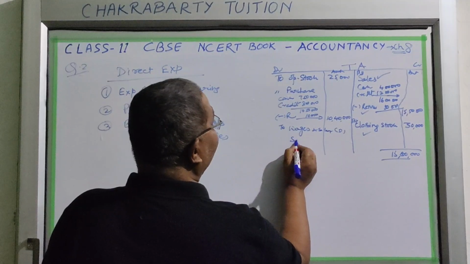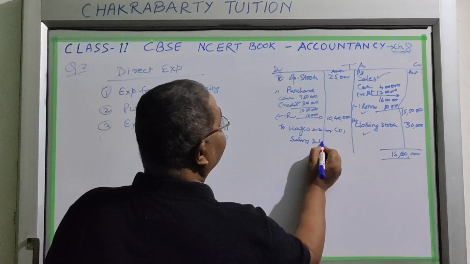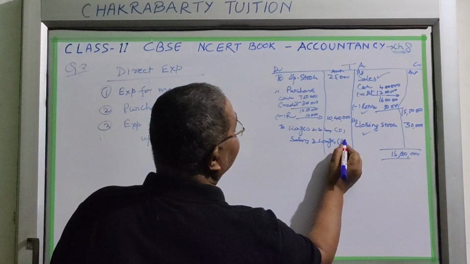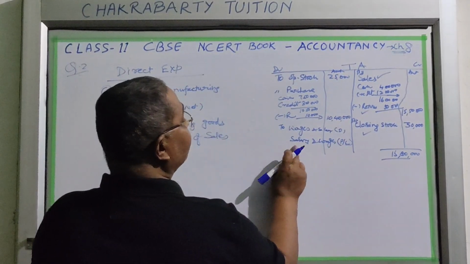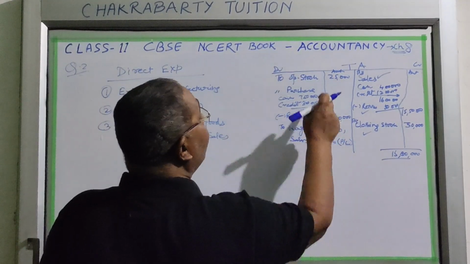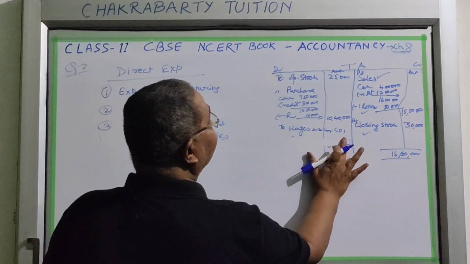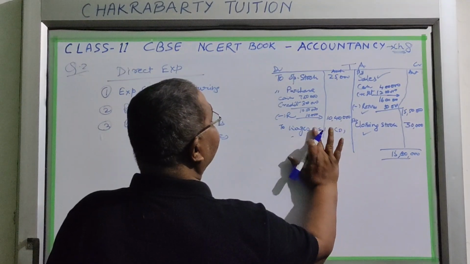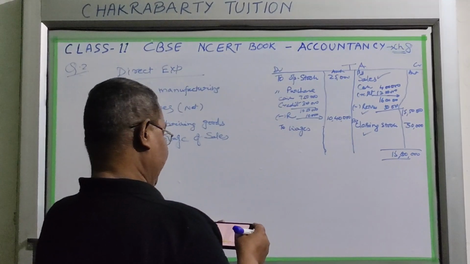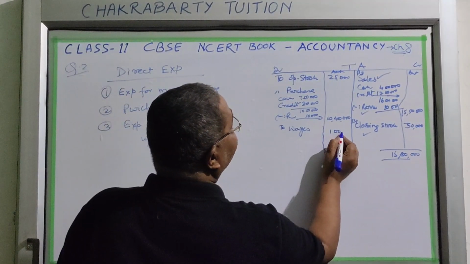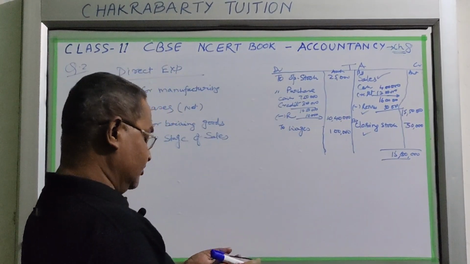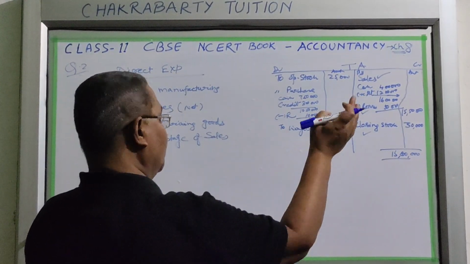But if you write salary and wages, it is not a direct expense, it goes to the PL account. Be very careful. If the word salary is first, it will go to PL. If the word wages is first, it will go to the trading account. So here wages is given, so we will write wages here. Wages 1 lakh. And here salary is there, so salary will not come. Salary will go to the PL account.